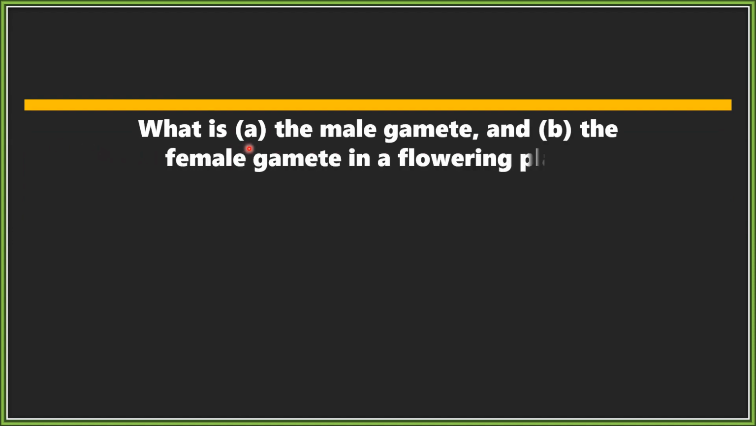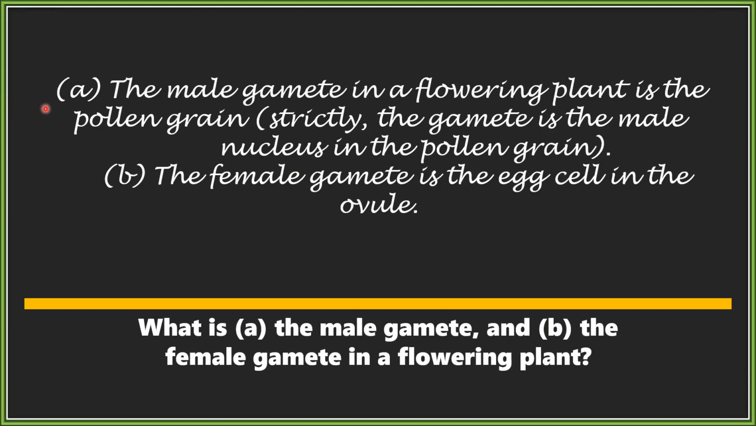What is A, the male gamete, and B, the female gamete in a flowering plant? A. The male gamete in a flowering plant is the pollen grain. Strictly, the gamete is the male nucleus in the pollen grain. B. The female gamete is the egg cell in the ovule.